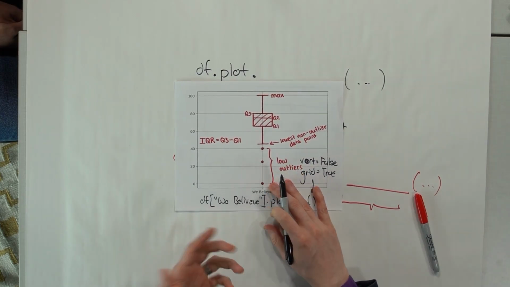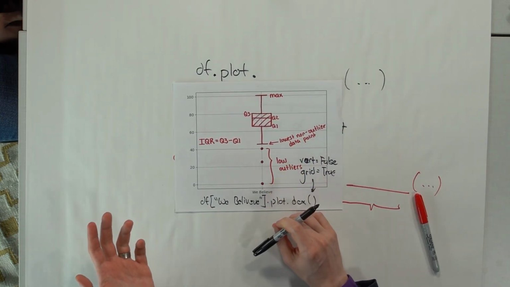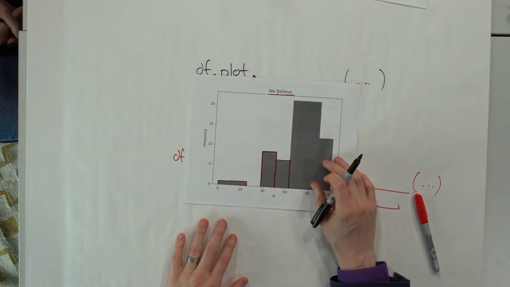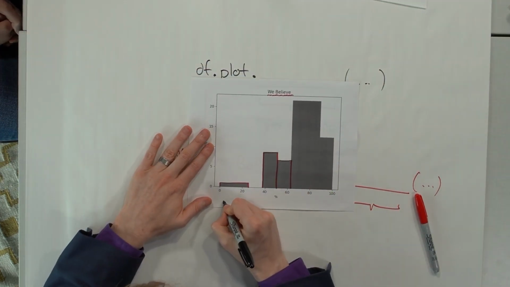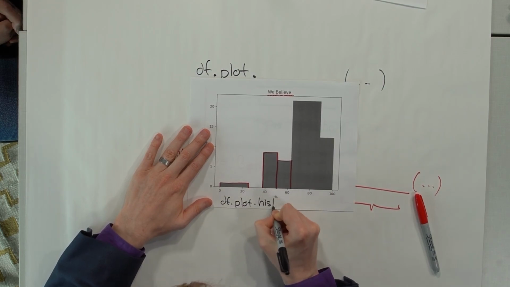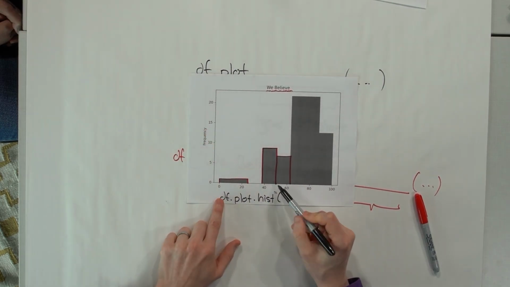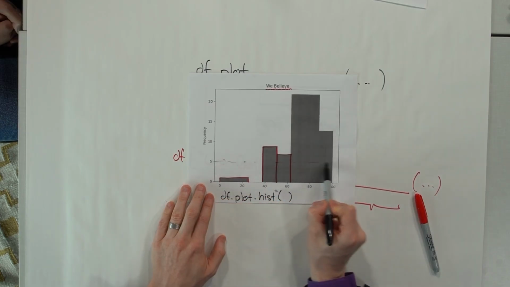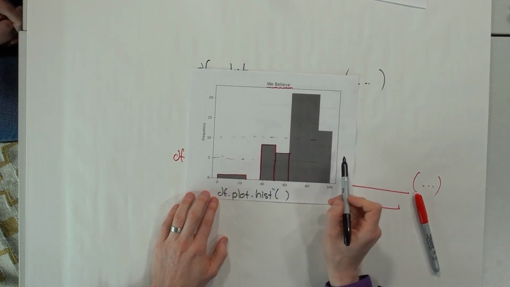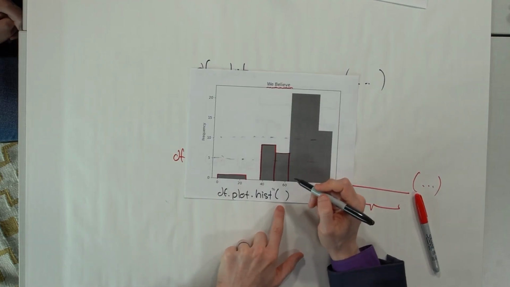Almost the exact same thing can be done to create the histogram that you used. Here's the histogram, and it's just df.plot.hist. Here we had no options whatsoever, and you'll see there were no grid lines. It might have been nice to add the grid lines so that you could see exactly how the values were, but that's an option we have.